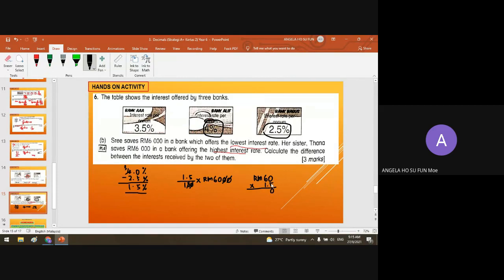5 times 0 is 0. 5 times 6 is 30. 1 times 0 is 0. 1 times 6 is 6. So I add together: 0, 0, and 3 plus 6 is 9. Decimal point, 1 place after the decimal point. So this is your decimal point here. So your answer is 90 ringgit. Yes, you are correct. Is it Zaira's answer just now? Yes. Very good. Zaira again.